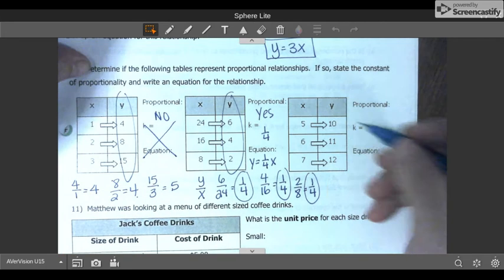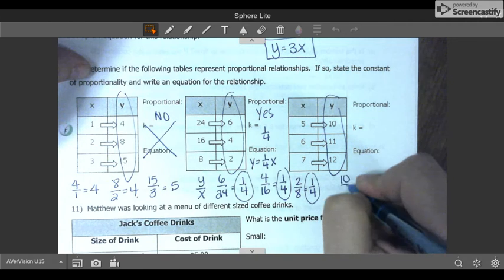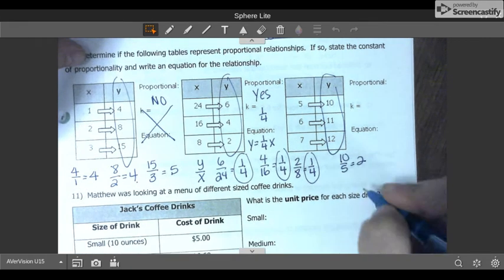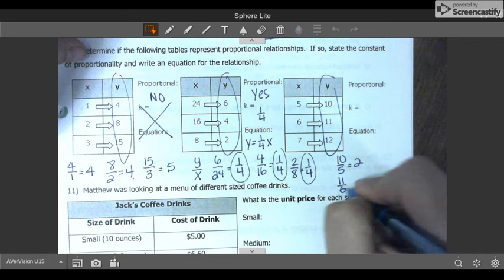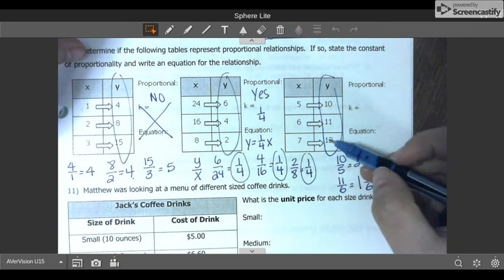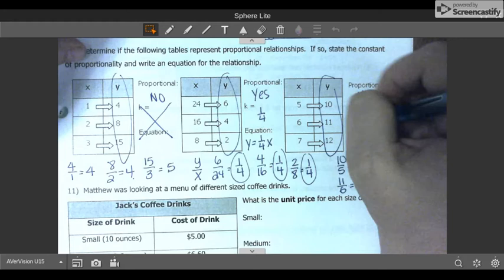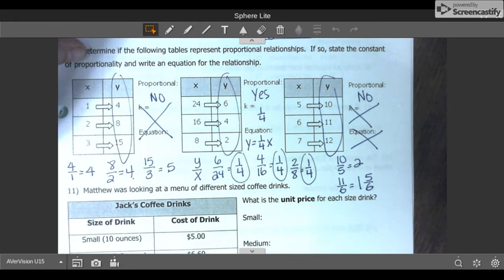Is this proportional? So here are my Y's. 10 divided by 5 is 2. 11 divided by 6 is 1 and 5/6. So I don't even need to do 12 divided by 7, because right away I can see that this is not going to be a constant number. There's no constant of proportionality, so these are not proportional.